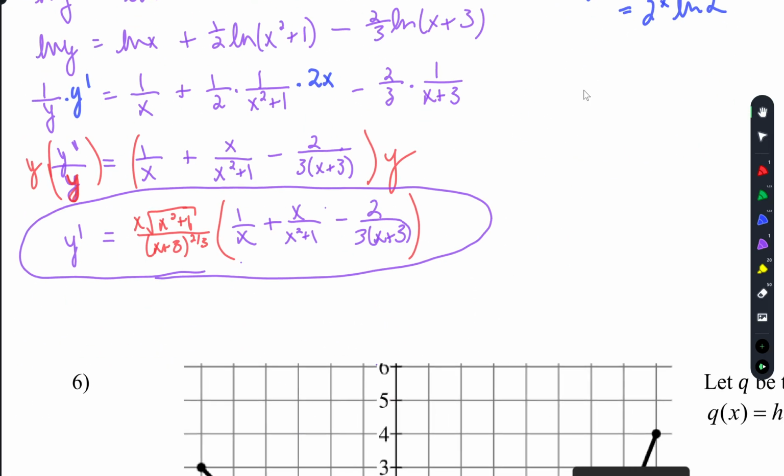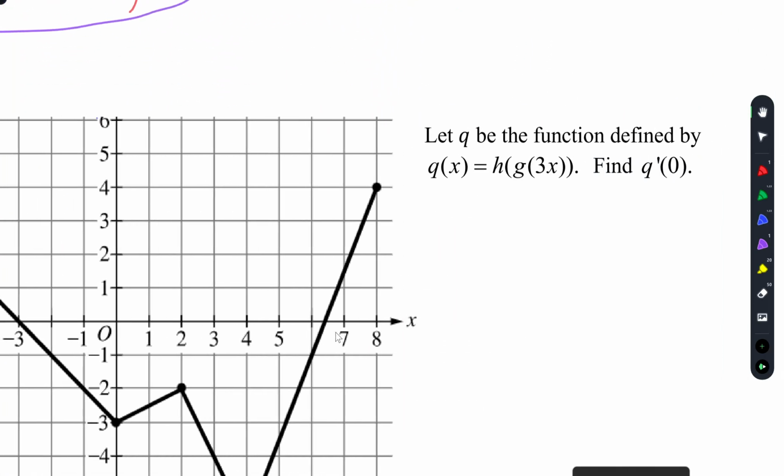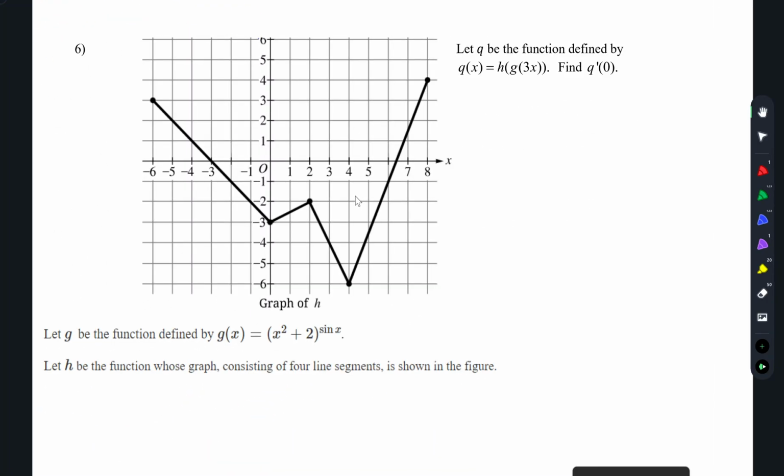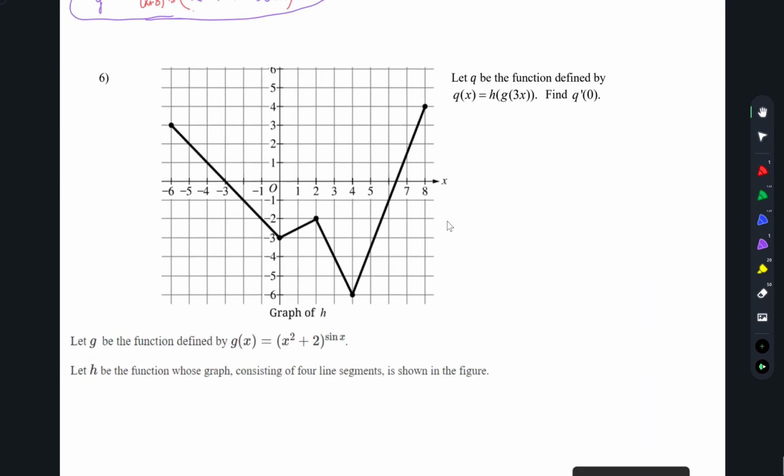Okay. There we go. Next one. Oh, this was an FRQ. When was this one? I don't remember the year. Oh, well, that's okay. All right, so let Q be the function defined by all that. Let G be the function defined by all that. Let H be a function whose graph, consisting of 4 line segments, is shown in the figure. Okay, where's the rest of this question? Oh, it's up here. Find Q prime of 0.